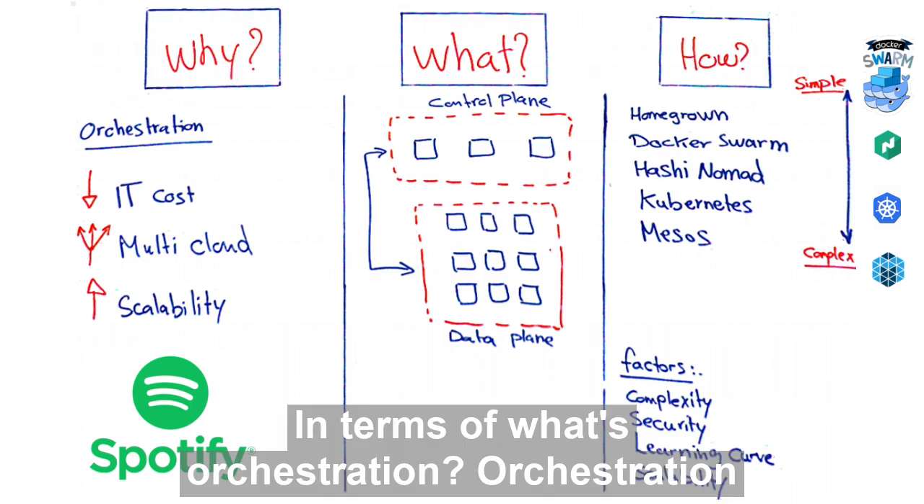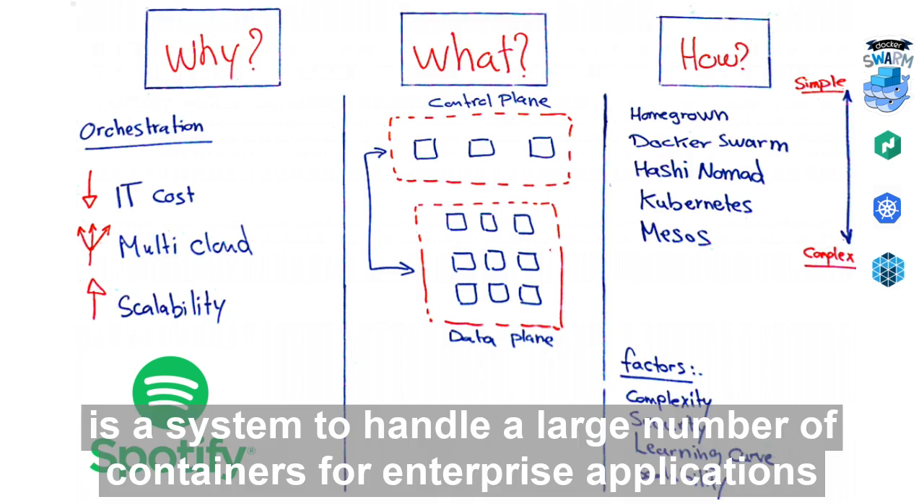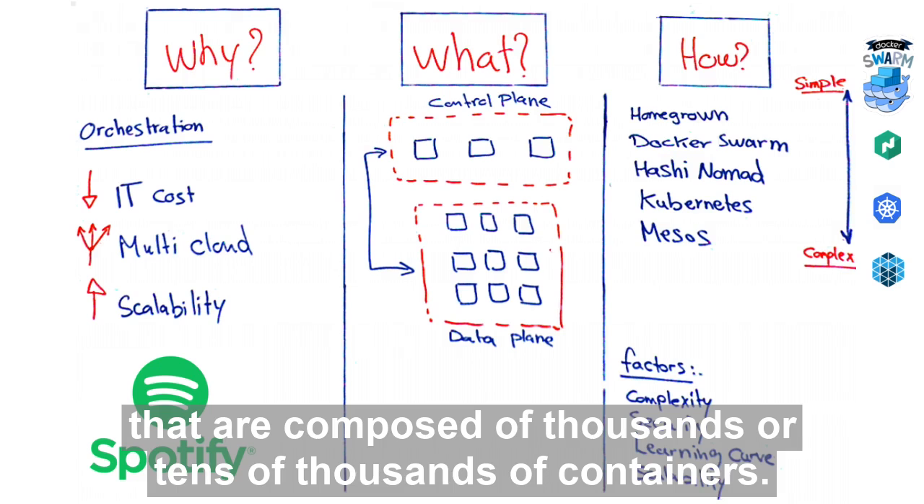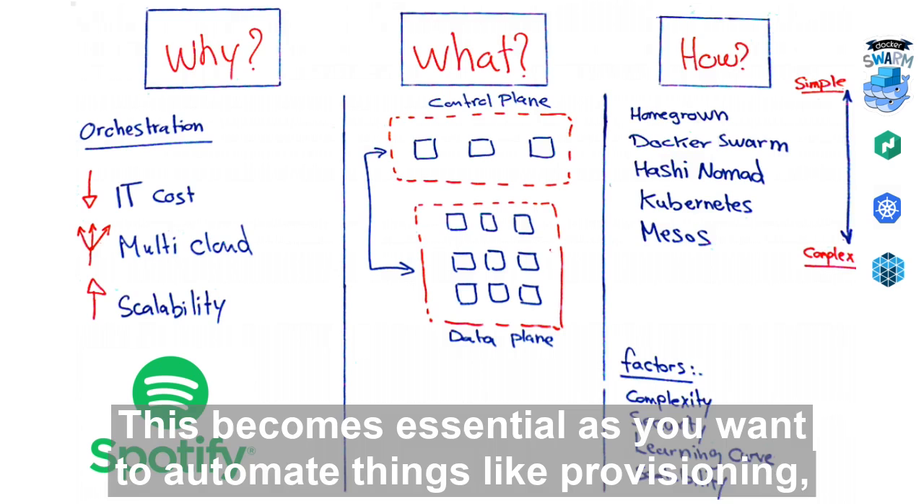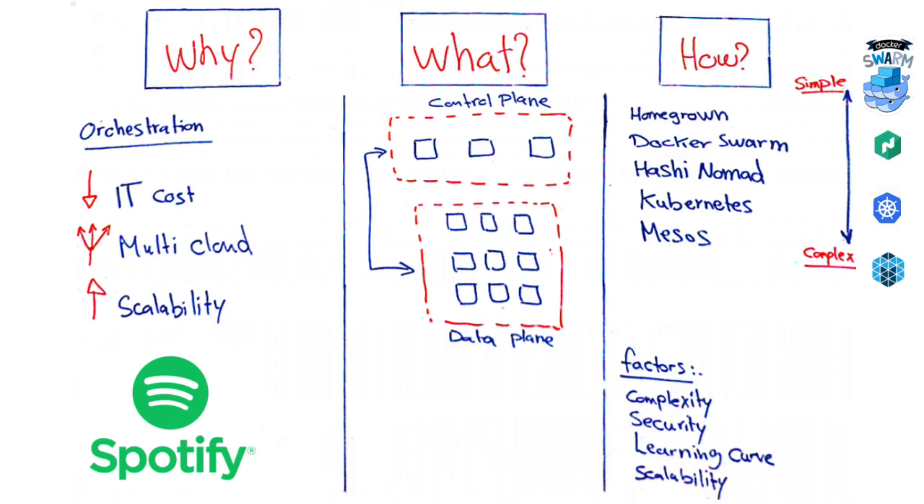In terms of what's orchestration, orchestration is a system to handle a large number of containers for enterprise applications that are composed of thousands or tens of thousands of containers. This becomes essential as you want to automate things like provisioning, scaling, fault tolerance, and so on.